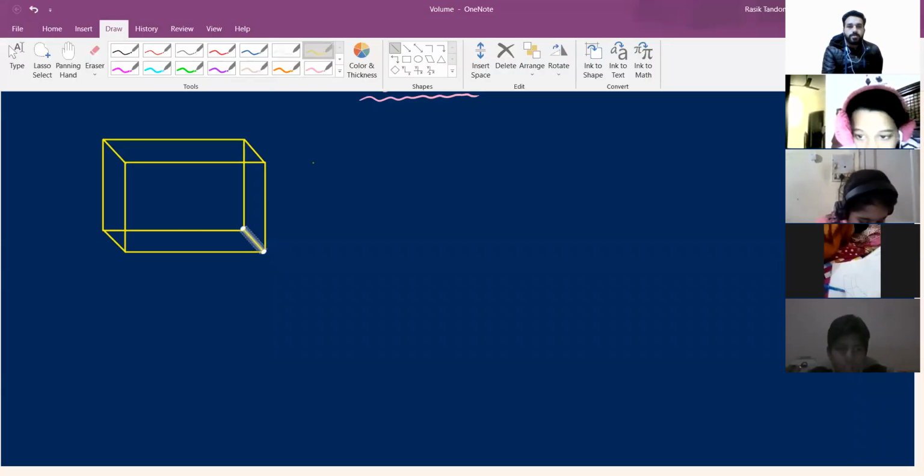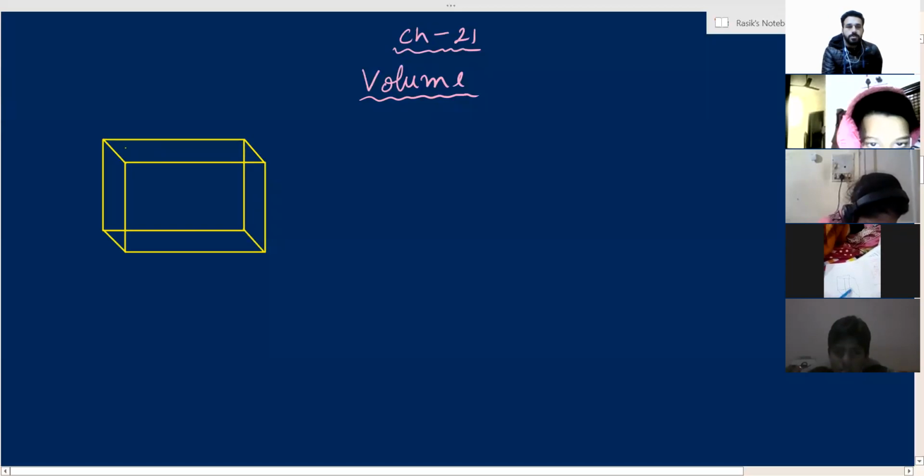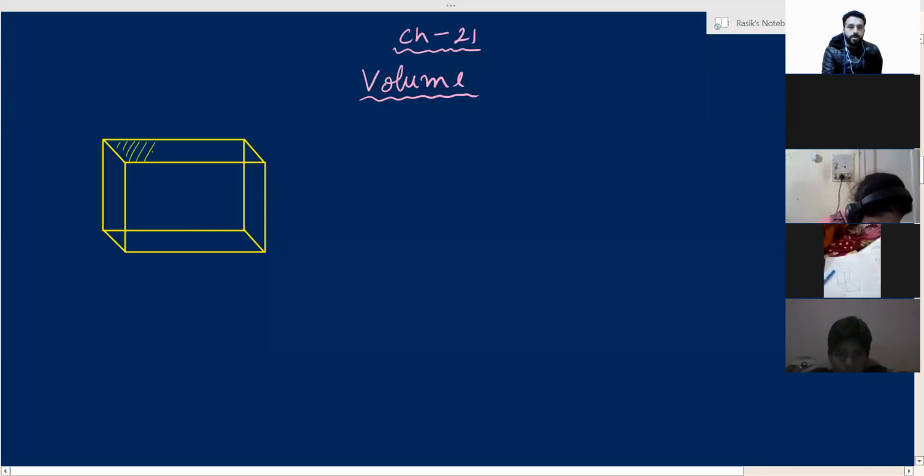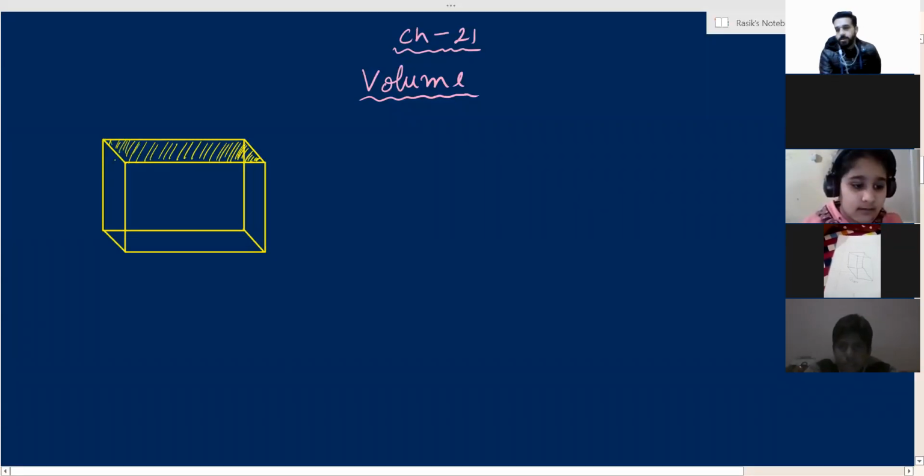Yes, sir. Okay. So this is the top surface of the cuboid. Top surface. Right? So please see. Top surface of the cuboid. Yes, beta. Very good. Correct.